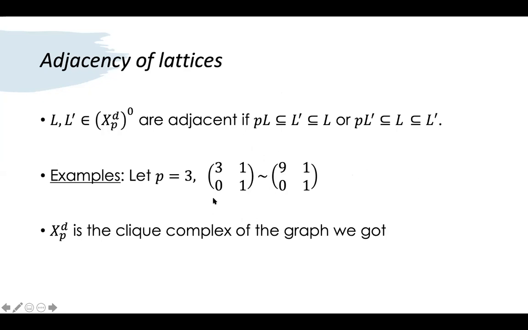Okay, so now we can define the building itself. X_P,D is the Clique complex of the graph that we got. Clique complex just means that if you see a triangle in the graph, you put a 2-cell there. If you see a tetrahedron in the graph, you put a 3-cell there. If you see a 4-simplex, you put a 4-simplex there, and so on. So you just fill up the simplicial complex.